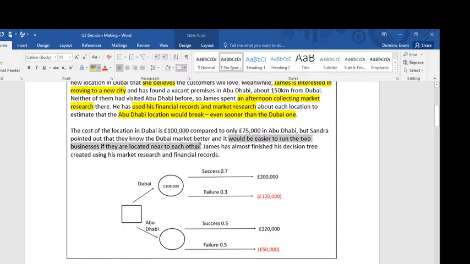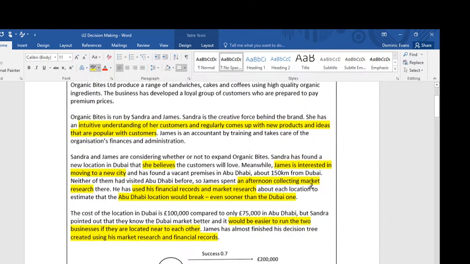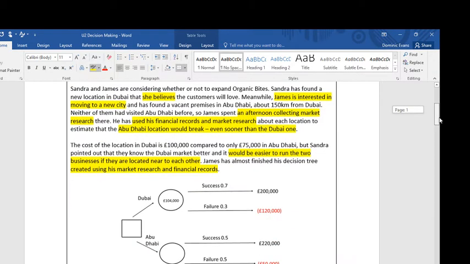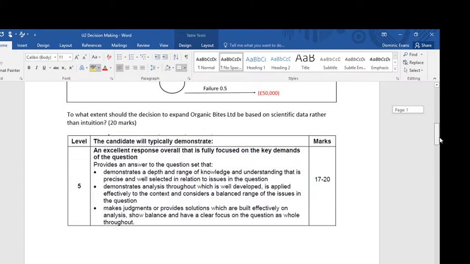Okay, so this is about intuitive decision making, isn't it? Sandra believing it's going to be easier to run the two businesses if they're geographically close. James has almost finished his decision tree, created using his market research and financial records. So you can see in the case study we've been given a bunch of information about intuitive decision making, which is mostly Sandra, and James seems more interested in scientific decision making. So let's see how we can put that together in an essay.